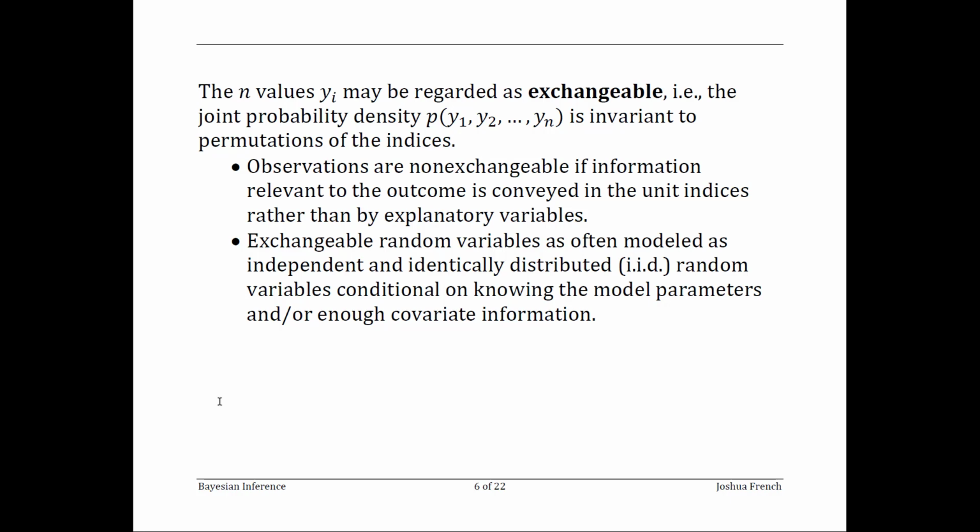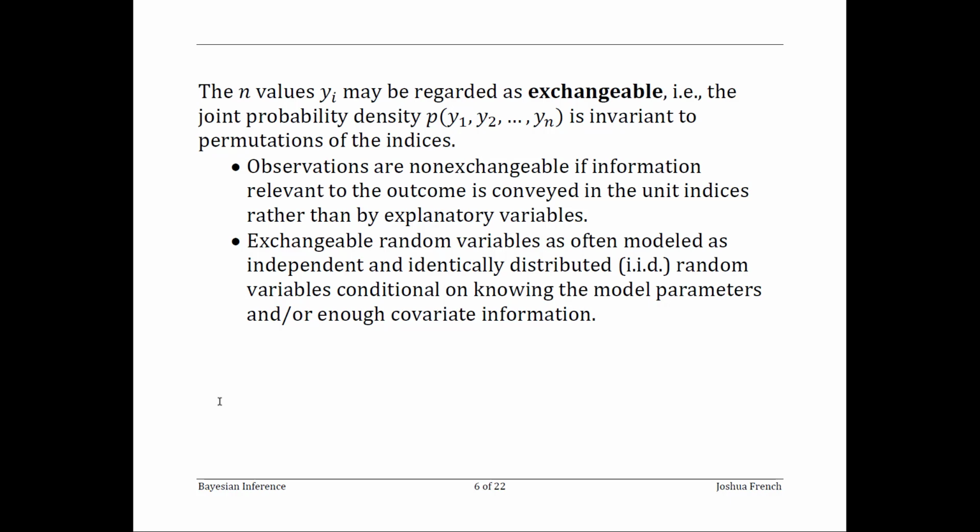Well, really, it's better to ask if they're not exchangeable. Observations are not exchangeable if the value of the index actually gives us some information about the data itself. For example, if we had a time series, the order of the data might be very important. The good news is that any set of data can be made exchangeable as long as we include enough covariate or explanatory variable information in the problem. For example, for a time series, we would include the actual time the data was observed as one of the explanatory variables, and that would allow us to treat the observations as exchangeable.